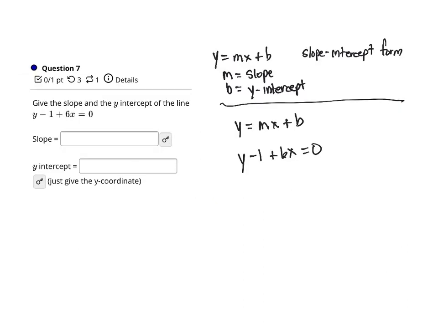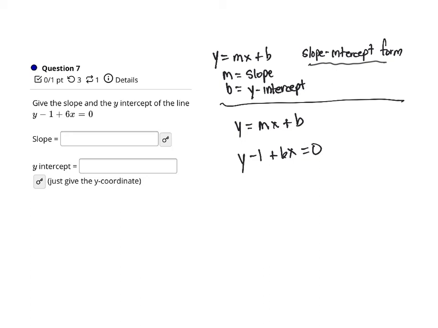It says give the slope and the y-intercept of the line y minus 1 plus 6x equals 0. Remember, y equals mx plus b. That is the slope-intercept form. That's what it's called. You want to know that name because sometimes they'll ask you to put it in that form or put it in standard form. Here they're just wanting to know the slope and the intercept. And remember, m is the slope, b is the y-intercept.